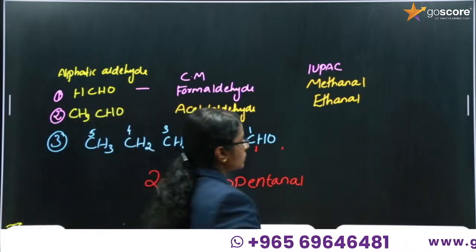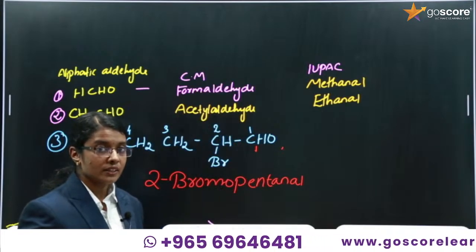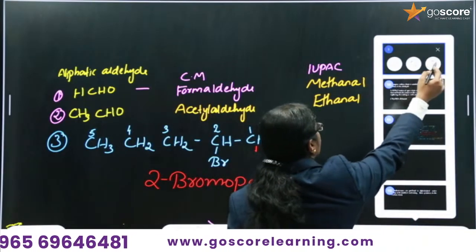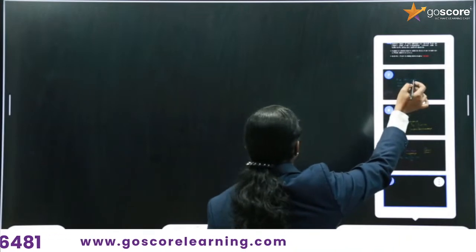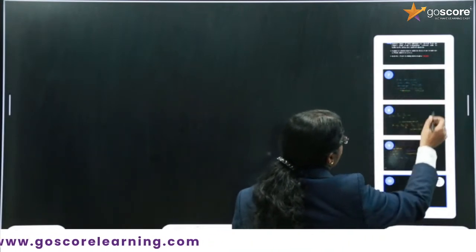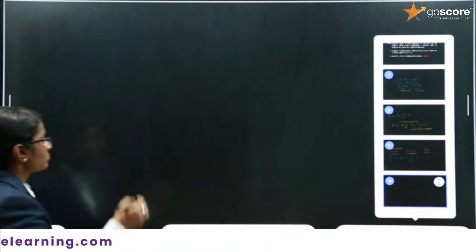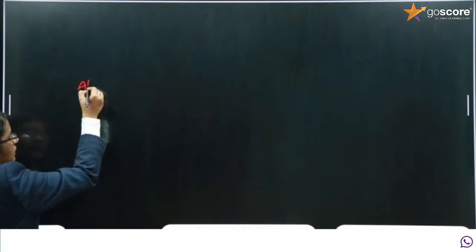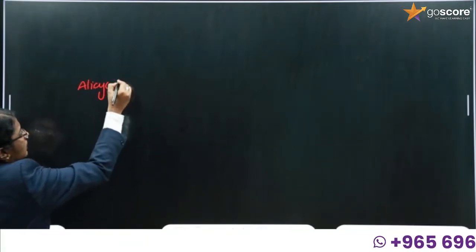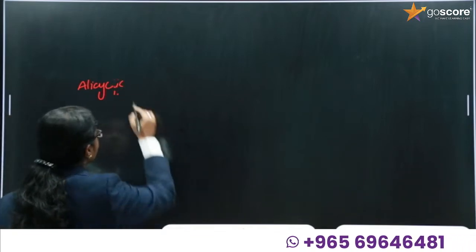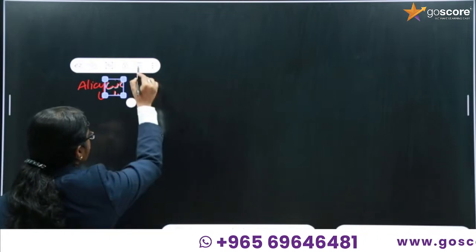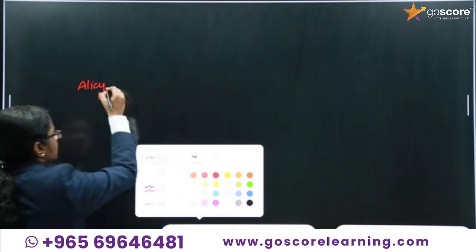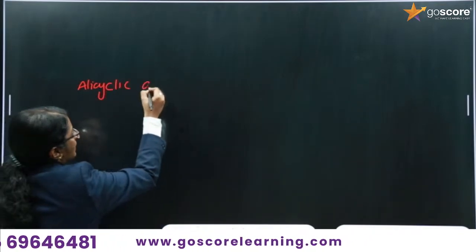Moving to the next one, alicyclic aldehyde. So what is alicyclic aldehyde? The compound containing a ring is called alicyclic aldehyde.